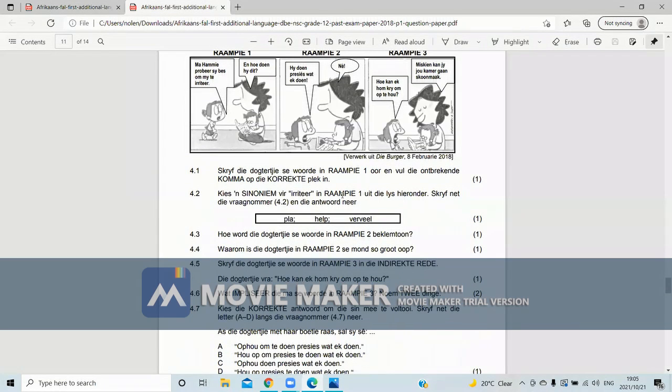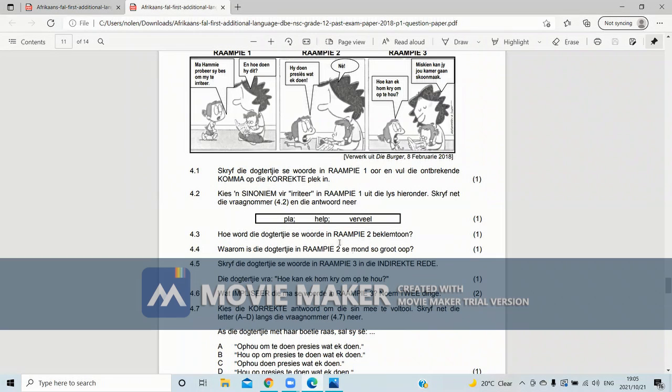Okay, 4.2. Kies 'n synoniem vir irriteer in rampie 1 uit die lys hieronder. Oh, thank God they gave us a list. I would have drawn a blank. Write just the number. So irriteer. Pla means to bother. So that's probably it. Help is a positive and irriteer is a negative, so it's not that. Verveel is to bore him, her, so it's not that. So pla is to bother. So it's that one.